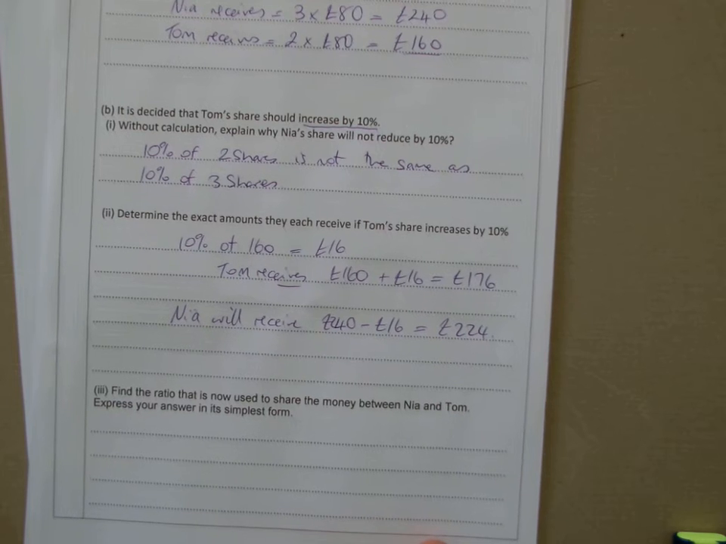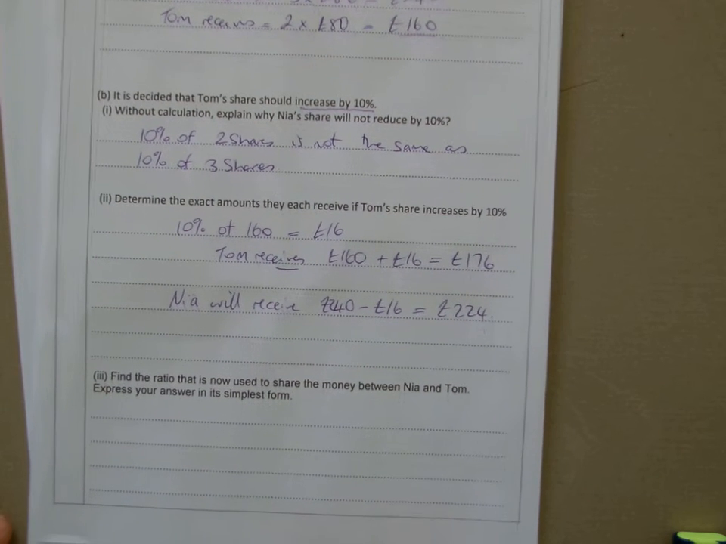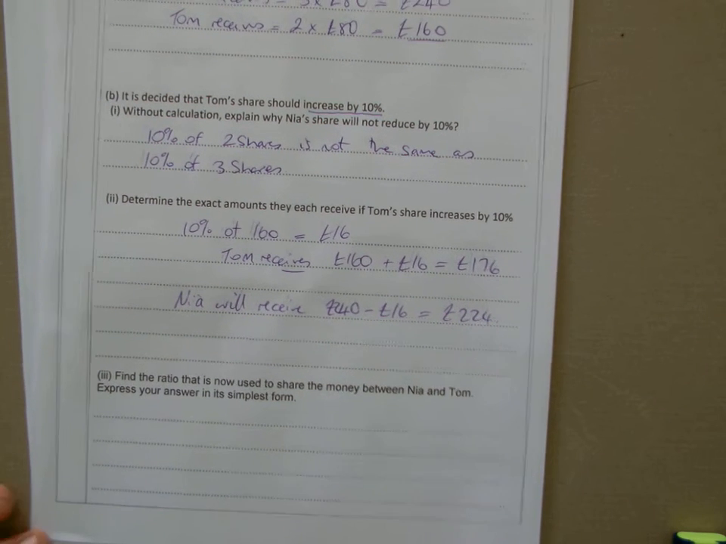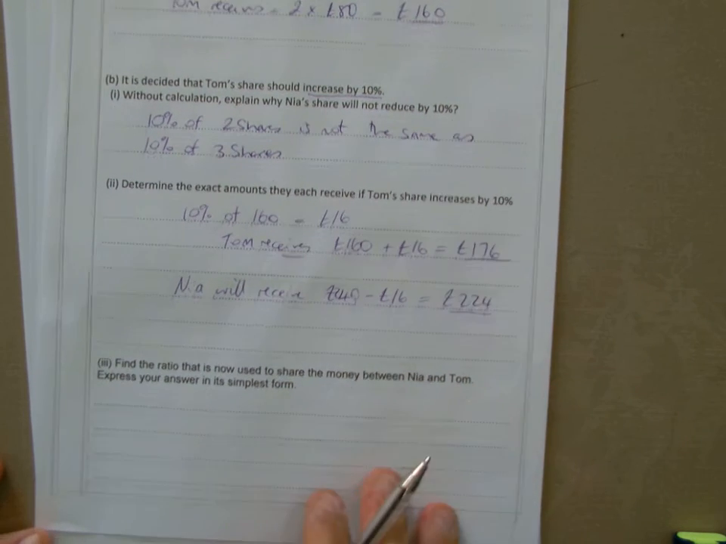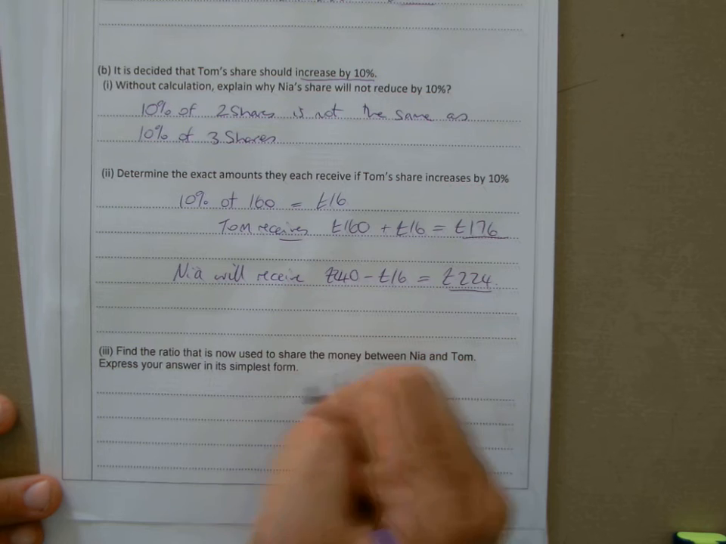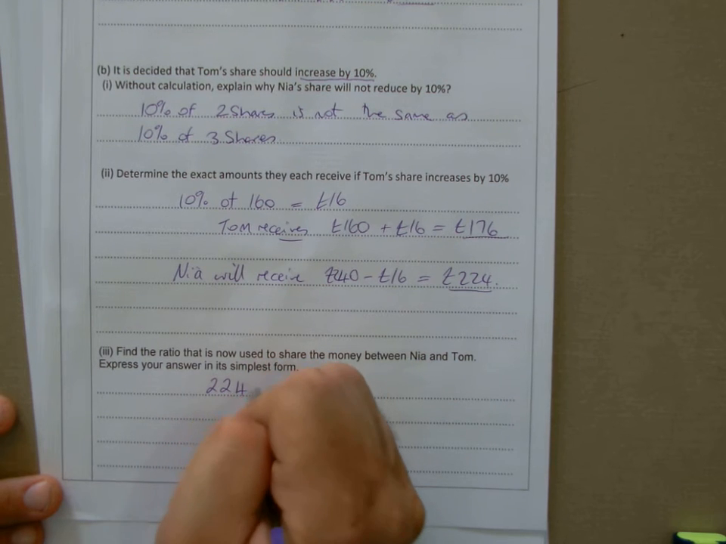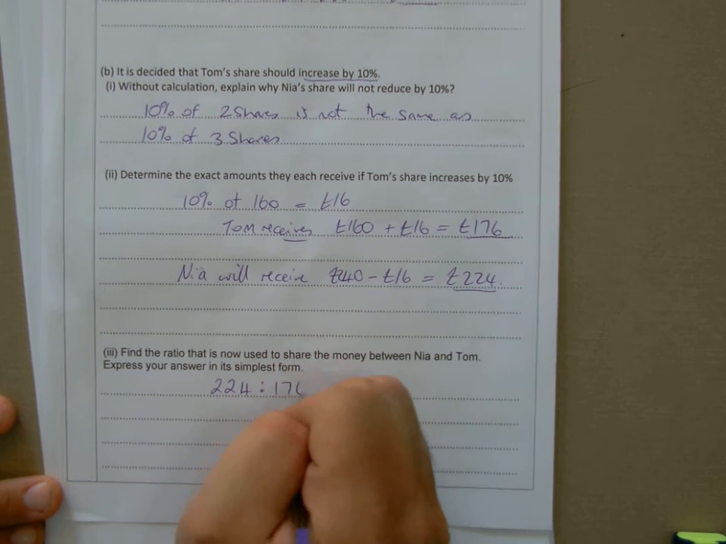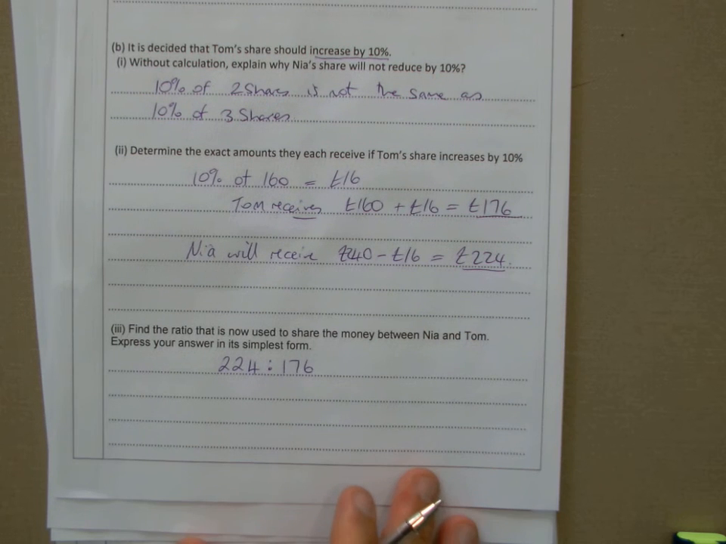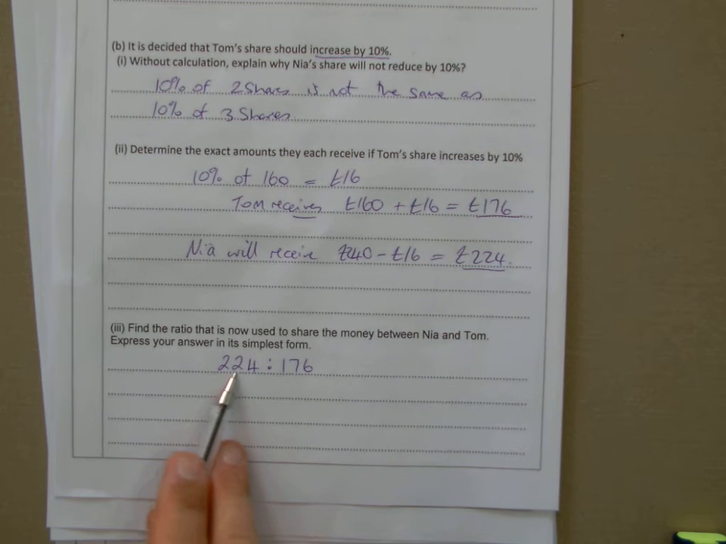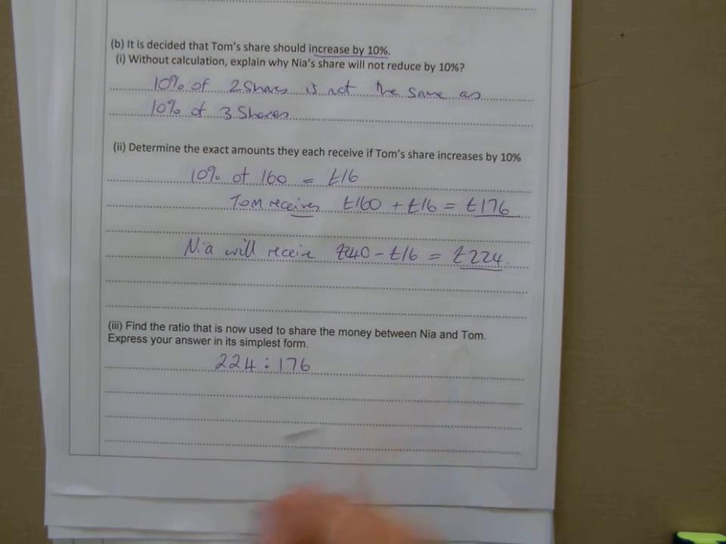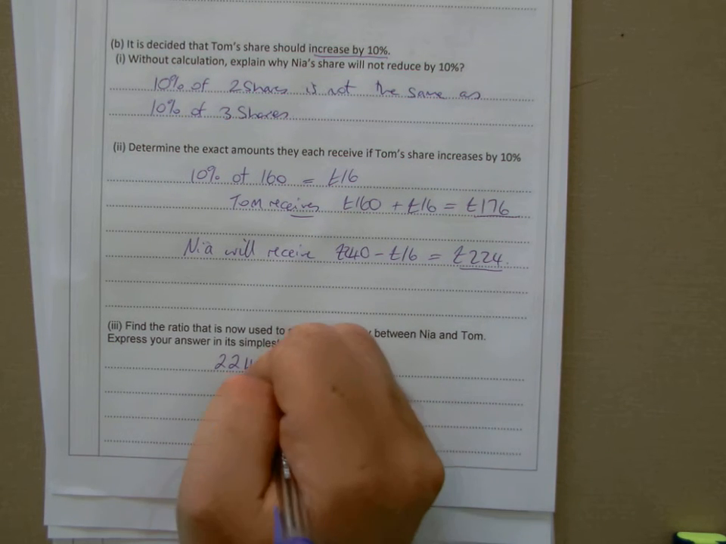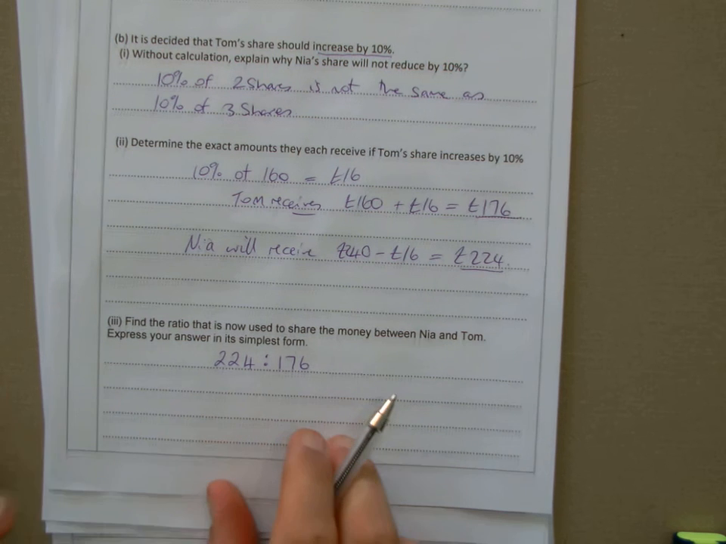Part 3 then says find the ratio that is now used to share the money between Nia and Tom. Well, this is how much they each get. That's Nia's share, that's Tom's share. So if we put that in a ratio, 224 to 176, okay, that will be the ratio in terms of the share there. Remember to put Nia's amount first, because we go in the order of the names. Now they want it in the simplest form, so we need to simplify this ratio.